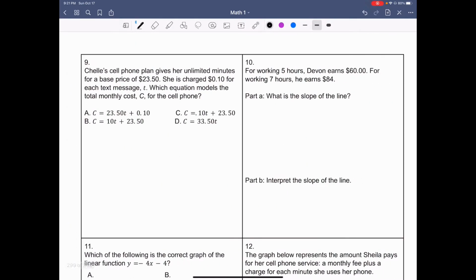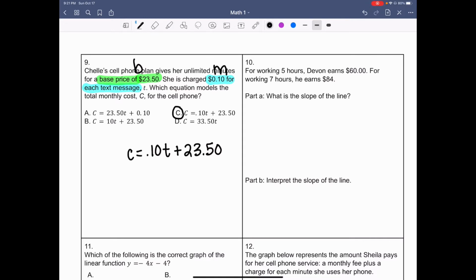All right, for number 9, it says, Shell's cell phone plan gives her unlimited minutes for a base price of $23.50. So my base price is going to be my y-intercept, and then she gets charged 10 cents per text message for each text message. So that's going to be my repeating value, which is my slope. Now, they don't use x and y. They're using t as x and c as y. So if we write this out, we have c equals 0.10 times t plus my initial value, my y-intercept of 23.50, making my correct answer C.